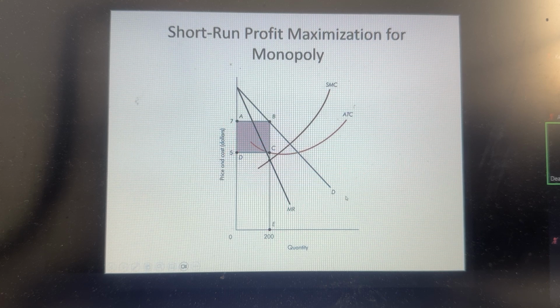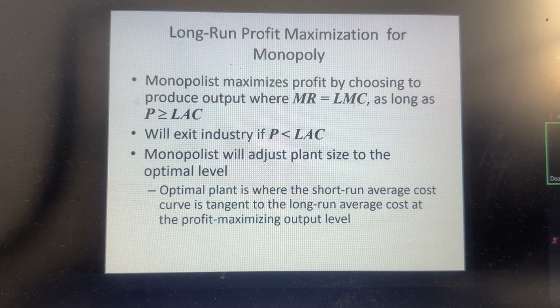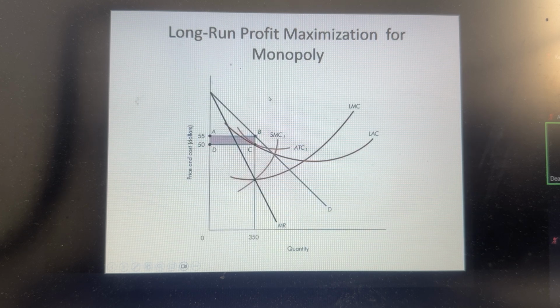So this is the short-run situation of the monopoly firm. In the long run, the only difference is that LAC is now coming in. Graphically, this is the equilibrium point, again MC and MR. What is the level of output at the equilibrium? 350. Price is 55. Cost is 50. Per unit profit is 5. 5 times 350 is the total profit, which is equivalent to the shaded area.